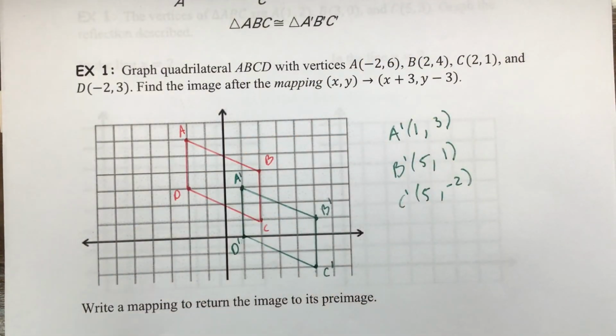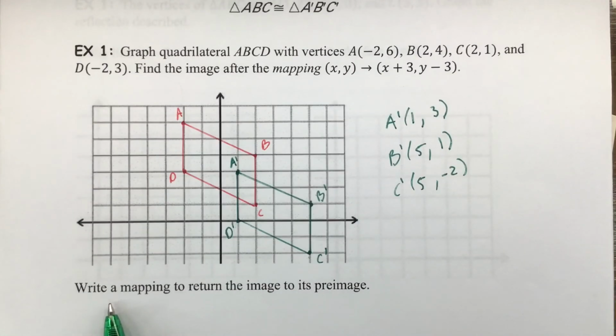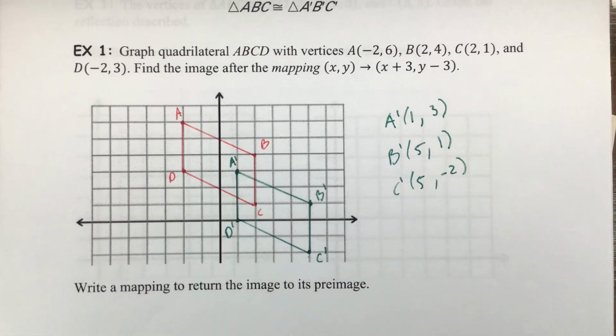That's your picture. Here's a neat question that we have underneath it. Write a mapping to return the image to its pre-image. So write a mapping that's going to take you from the green to the red.